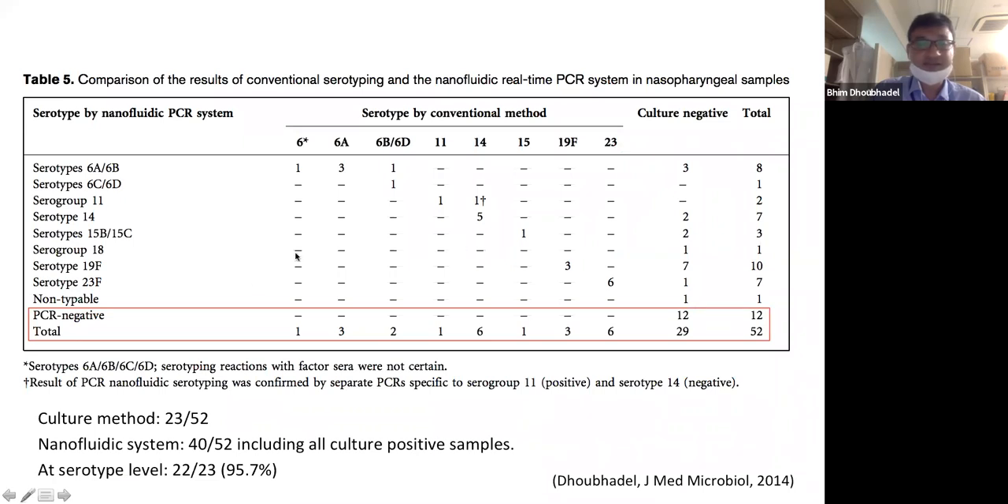During the development of this test, we compared this real-time PCR test with the conventional culture method at the serotype level. We tested 52 nasopharyngeal samples from children in Vietnam. By culture method, there were 23 positive cases, but in the nanofluidic system, we found 40. And this system detected all the culture positive samples. Sensitivity was 100%. And specificity at the serotype level, only one was a mismatch, so it's 95%.